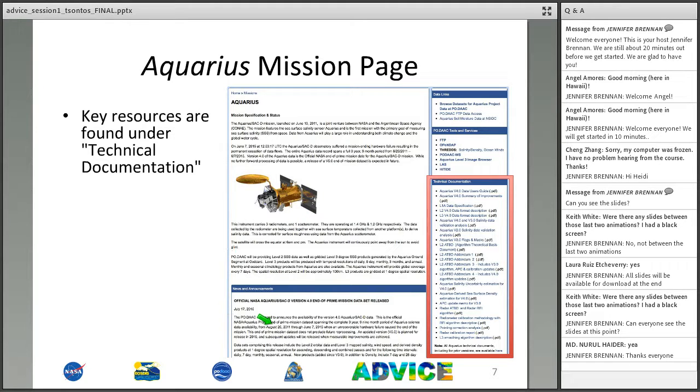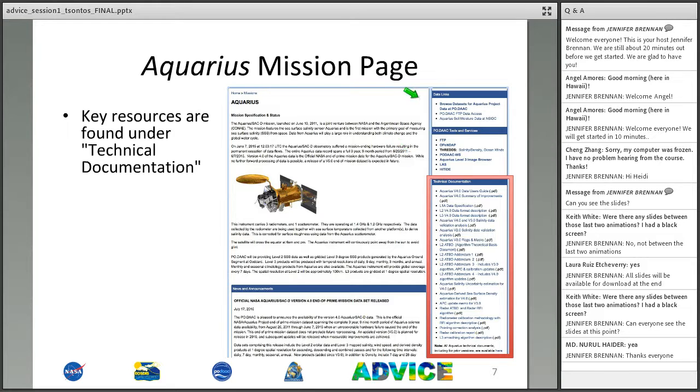Further below, there are current announcements that may apply. What we see here is actually the announcement of the version 4.0 data set that was released last July on the 17th. Perhaps most importantly, though, is the panel to the right here, where you see links to a variety of resources that are grouped by category.